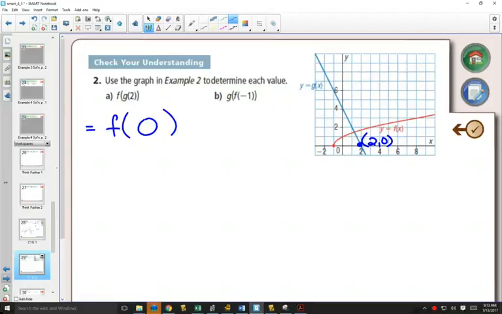And now we have f of 0, which is saying if x is 0, what's y on our function of f of x? So now we're looking at our red function. And on our red function, we have the point (0, 1). So when x is 0, y is 1. So f of g of 2, using the graph, it's the same idea. Find out what the y value is when x is 2 on g of x, and then use that as your x value for f of x.